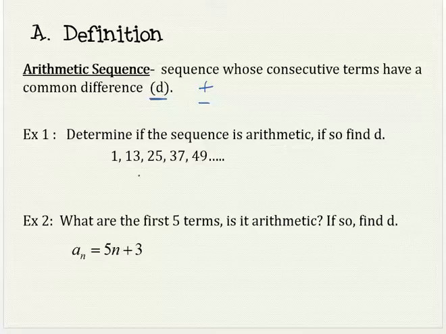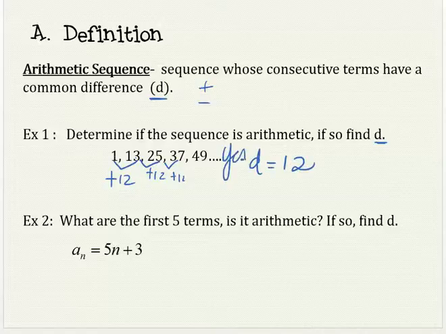every time. So first of all, you'll need to determine if a sequence is arithmetic, and if it is, find D, which is the common difference. So look at the difference in the terms. 1 to 13, I added 12. 13 to 25, I added 12. I added 12, and so on and so forth. I'm adding 12, so D is a positive 12, and yes, this is arithmetic.